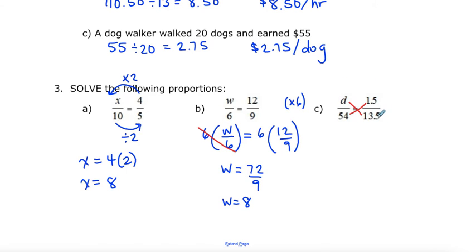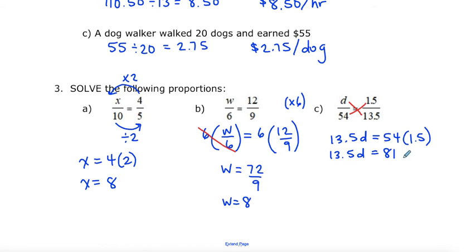So what this looks like is we have 13.5 times D. Remember, if there's no symbol in between those, that means multiplication. And that's equal to 54 times 1.5. What we're going to do now is calculate what 54 times 1.5 is, and that gives us 81. The last thing that we want to do is isolate for that D again. We want to get the D all by itself.